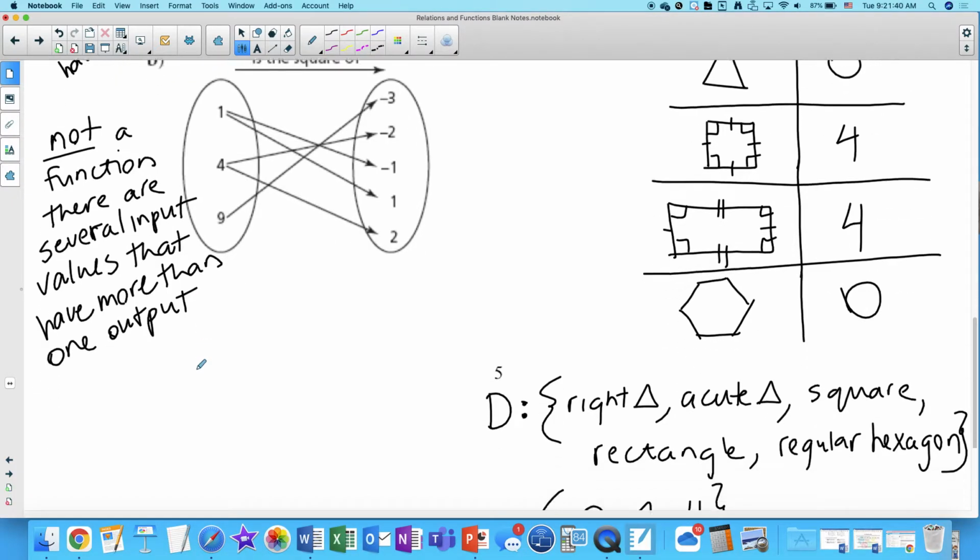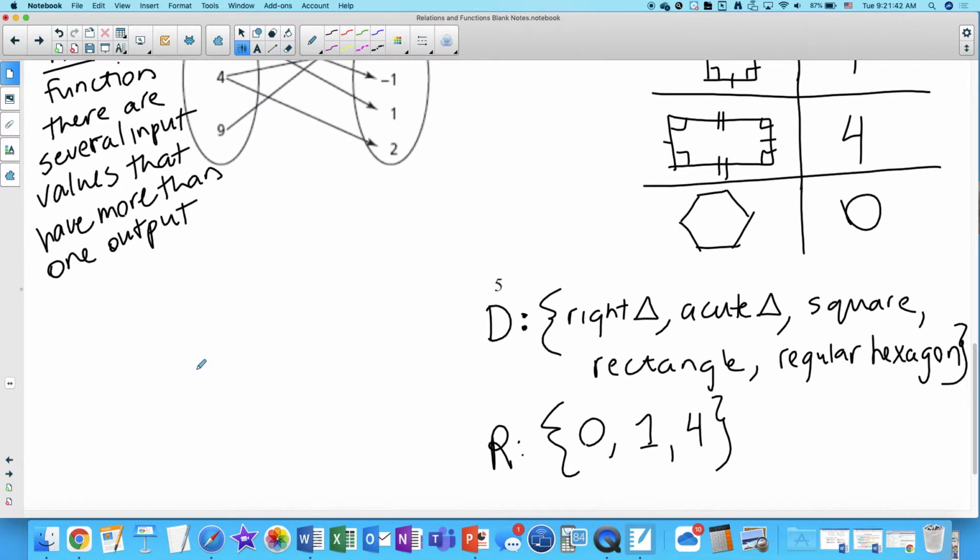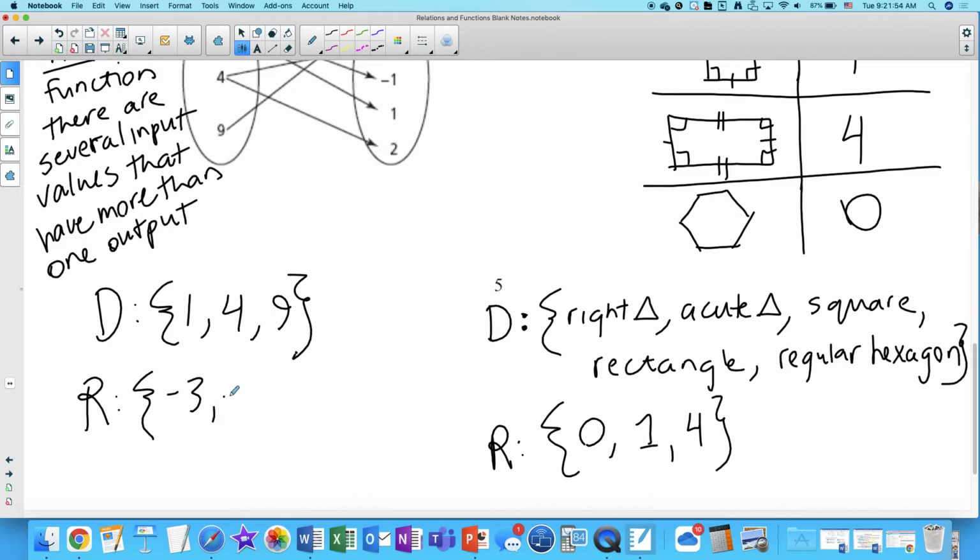So the domain values would be 1, 4, and 9. And the range values would be -3, -2, -1, 1, 2, and that's it. Yep. On a test, once you figured out it's not a function, do you still need to list the domain and range? Depends what I ask, possibly. You don't have to list them unless you're asked to. Yeah. Okay.